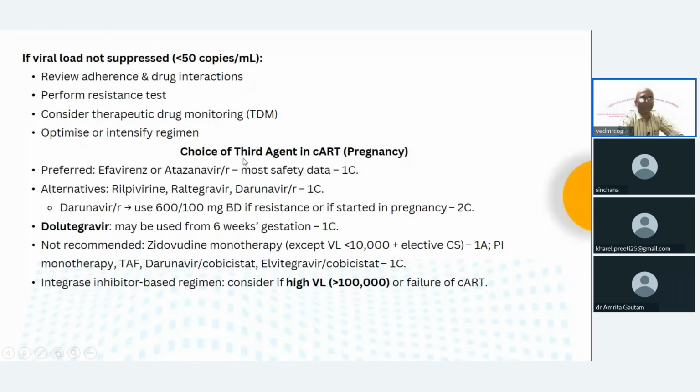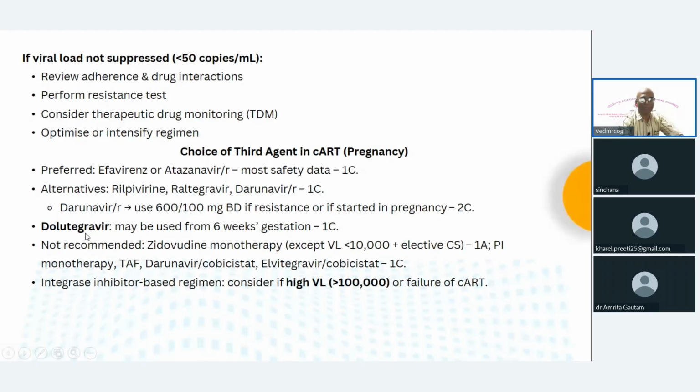Then what is the choice of third agent in combined ART? Preferred is efavirenz or atazanavir, as they have the most safety data. Alternatives are rilpivirine, raltegravir, and darunavir. The 'gravirs' are integrase inhibitors and the 'navirs' are protease inhibitors. Darunavir uses 600 milligrams BD if there is resistance or if started in pregnancy.